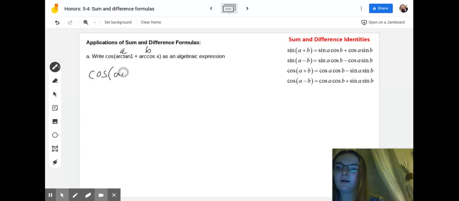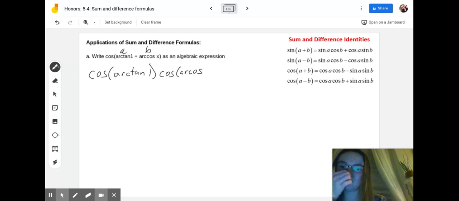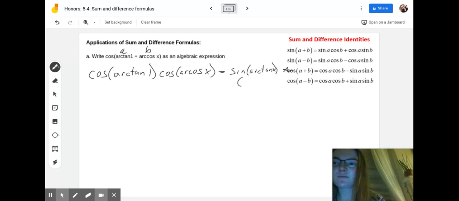If I have cosine of A plus B, that's the same thing as cosine of the arctangent of 1 times the cosine of the arc cosine of x. Hopefully that should ring a bell. And then we're going to say minus sine of arctangent of x times the sine of the arc cosine of x.